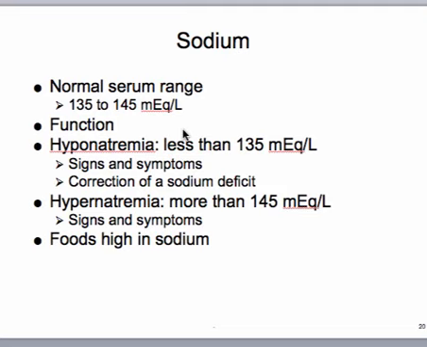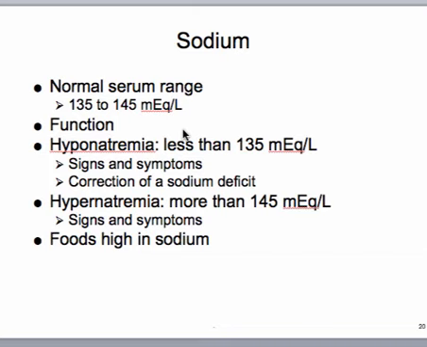Hyponatremia is less than 135. Signs and symptoms of low sodium: muscular weakness, headaches, lethargy, confusion, seizures, abdominal cramps, nausea, vomiting, tachycardia, hypotension. Hypernatremia is more than 145, and signs and symptoms with that, we might see they have flushed, dry skin, they might be agitated, elevated body temperature, elevated BP, rough, dry mucosa, nausea, vomiting, anorexia, tachycardia, muscle twitching, hyperreflexia.